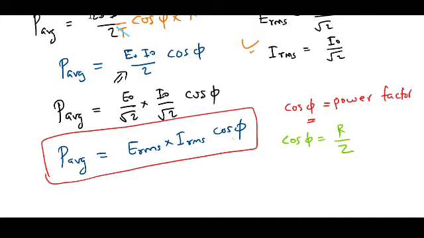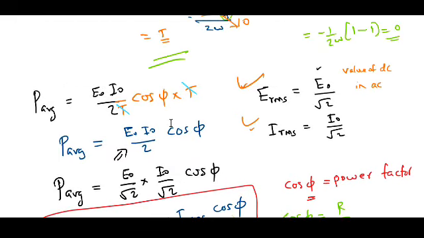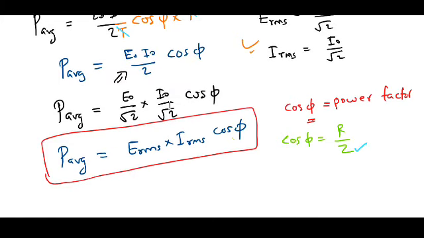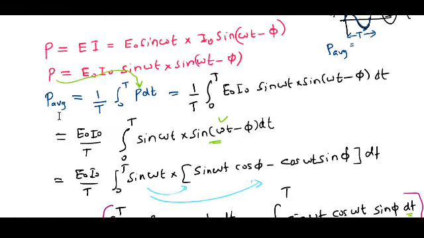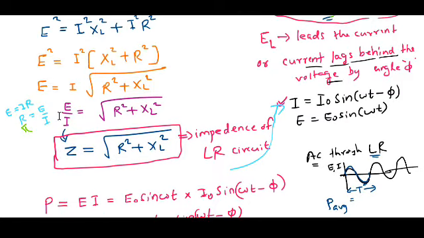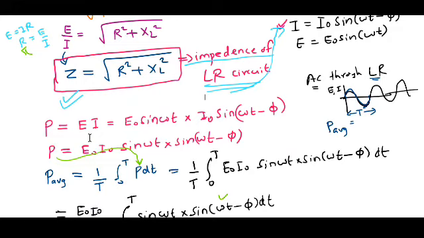Here, one thing I forgot to mention: what is the expression for this Z? Z is the total impedance offered by the LR circuit to the flow of AC through that circuit. Okay, that is the total impedance. If you come back to this equation, this is that impedance, the impedance of the LR circuit. This is nothing but the total resistance offered by the LR circuit for the flow of AC through that circuit.